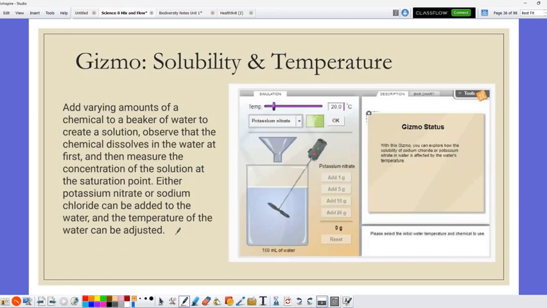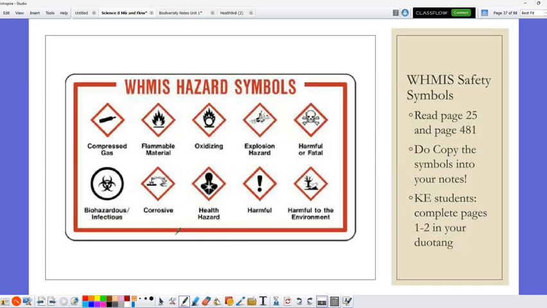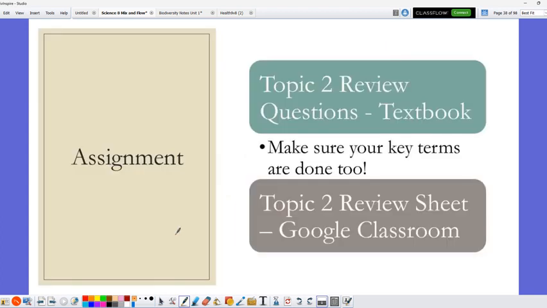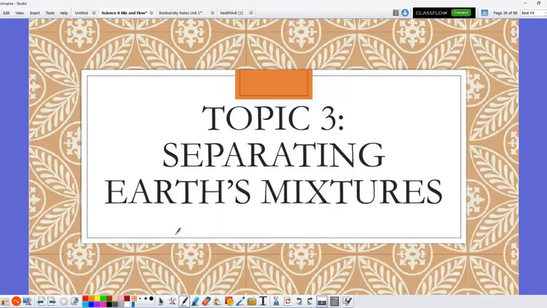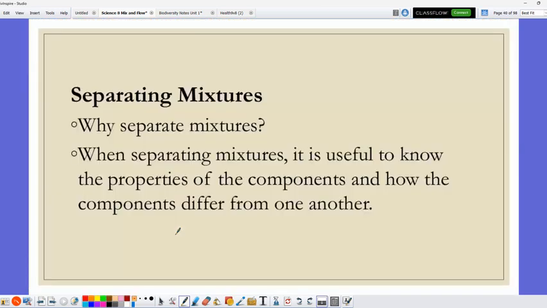We already looked at solubility and temperature, so I don't have the Gizmo. We looked at WHMIS symbols earlier. It was on your last quiz, and I gave you a handout of the WHMIS symbols, so we've already covered this. We're doing topic 2 review questions today, and I'm going to go on into topic 3. Topic 3 talks about separating Earth's mixtures.